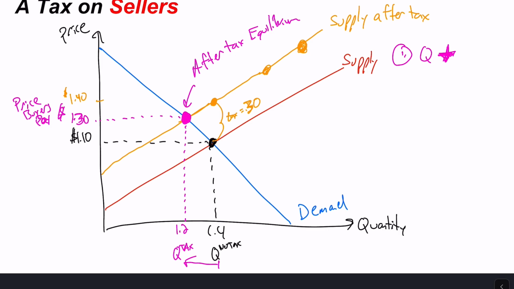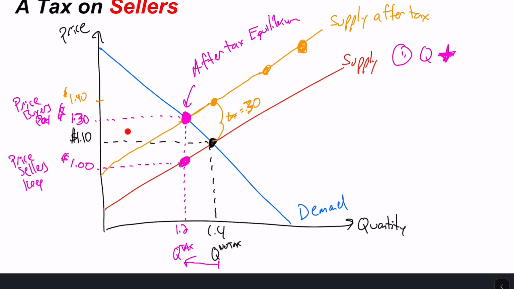Now we're going to get the price sellers get to keep. We need to read that off the original supply curve. So here's our original supply curve. Take our 1.2 million quantity up to the original supply curve. Let's put a dot. And that's going to be, let's say, $1. And this will be price sellers keep.